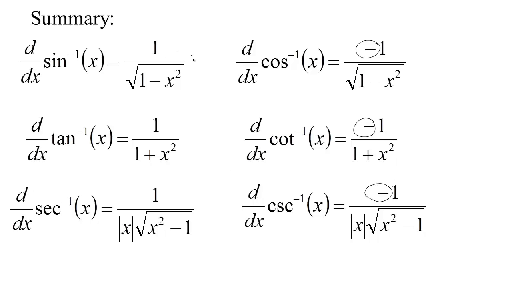So basically you have 3 to memorize: sine, tangent, and secant. Once you have those, you can throw negatives in front of them to get them for the corresponding cosine, cotangent, and cosecant inverse.